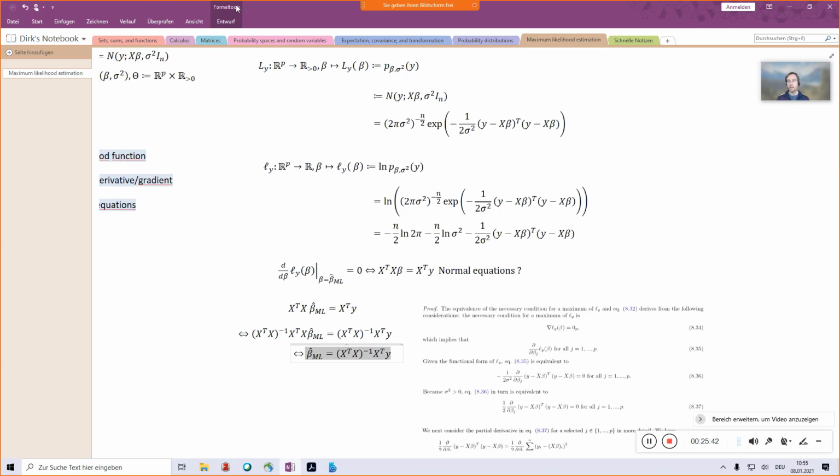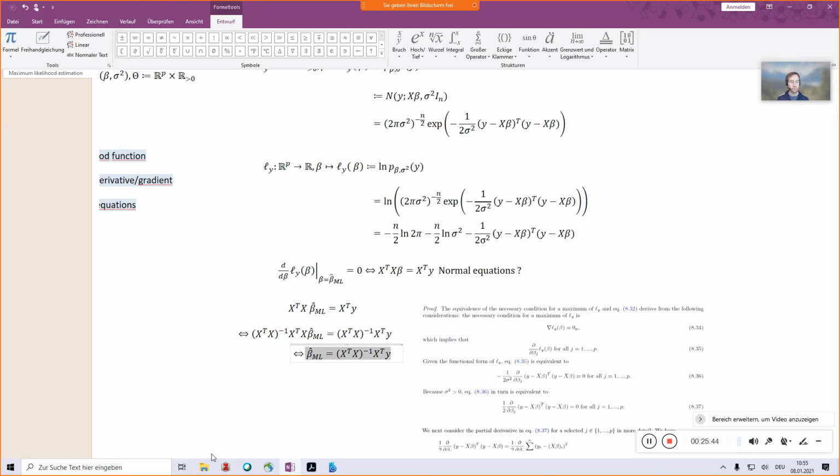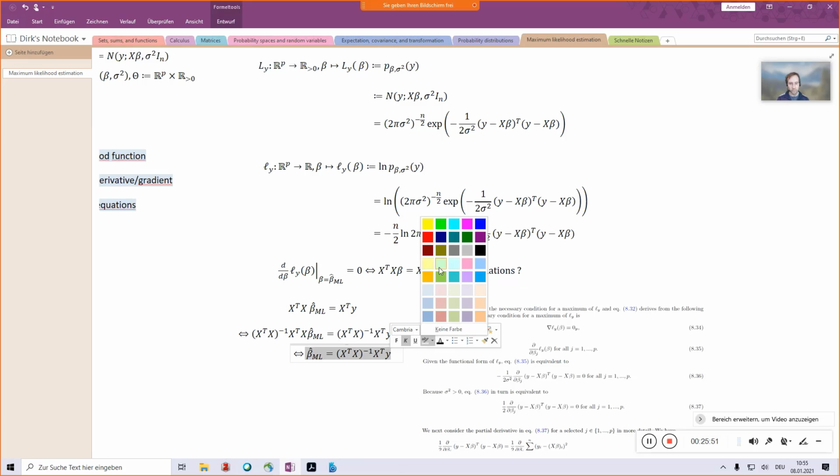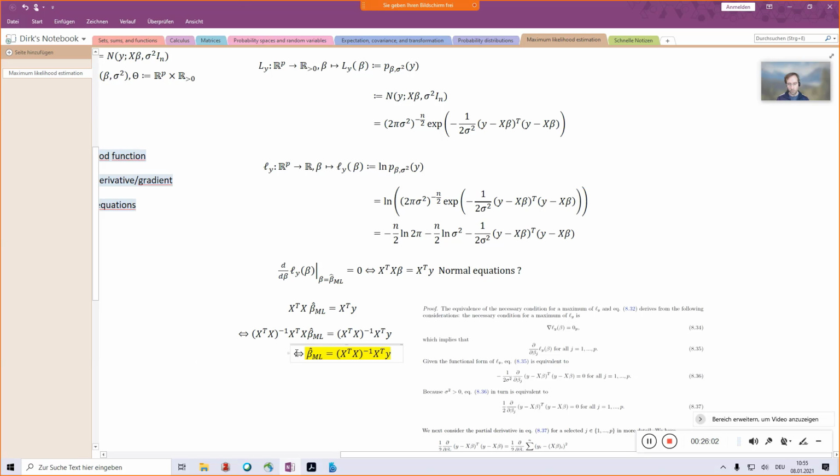Okay, so that's essentially what I want to say with respect to the derivation of the maximum likelihood estimator for the beta parameters. Are there questions about this? Apparently not. So we will use this estimator now all the time. We know that it's the maximum likelihood estimator.